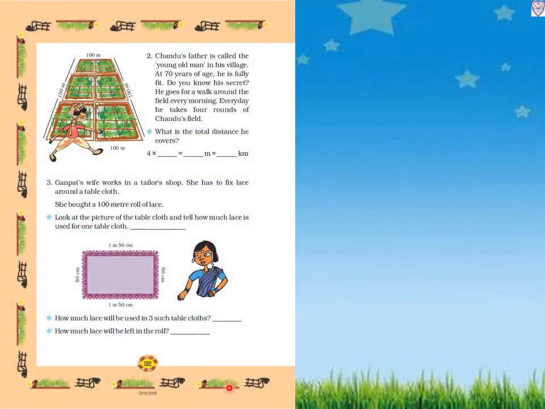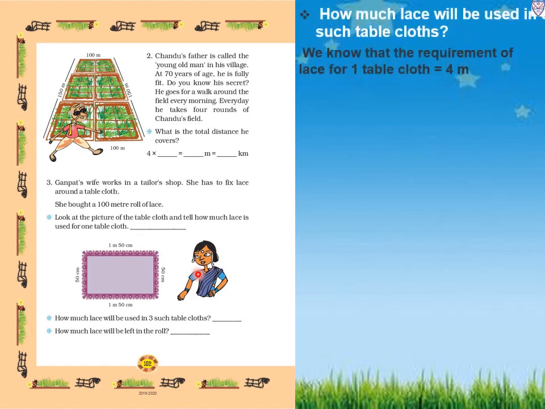Now same page, how much lace will be used in 3 such tablecloths? For one table we have found out. Now we have to find out for 3 such tablecloths. So we know that the requirement of lace for one tablecloth equals 4 meter. So requirement of lace for 3 tablecloths equals 4 multiplied by 3. So 4 threes are 12 meter. How much required? 12 meter.